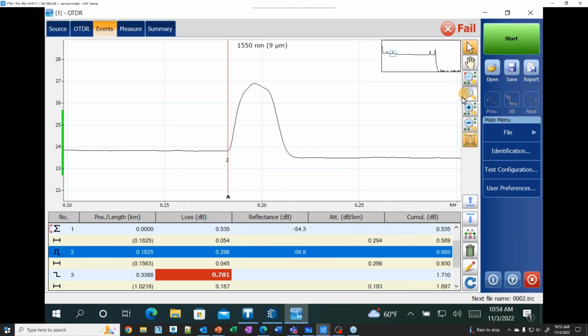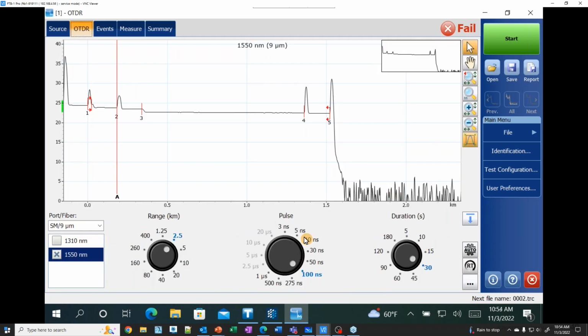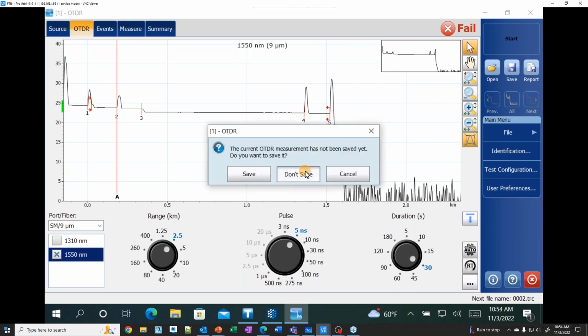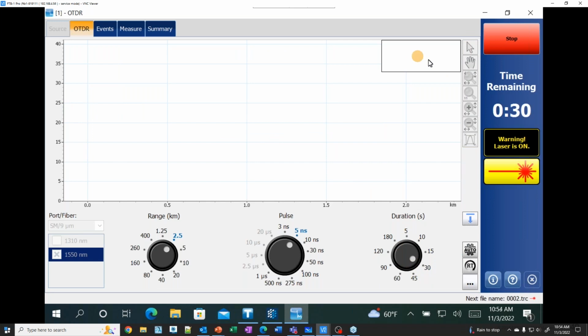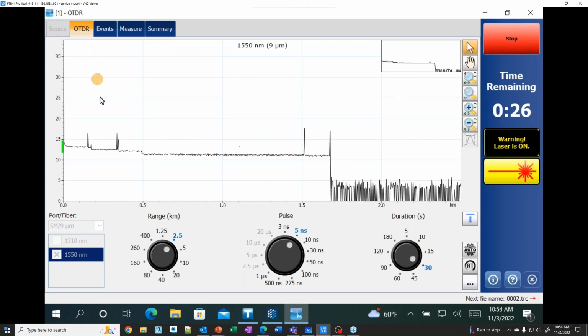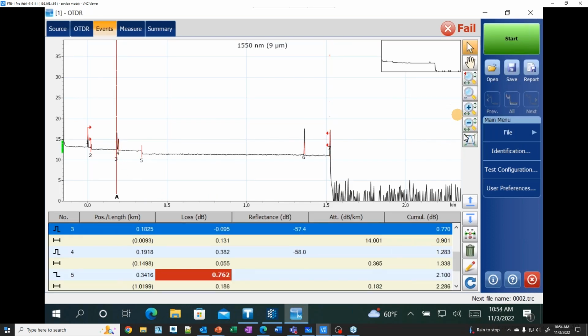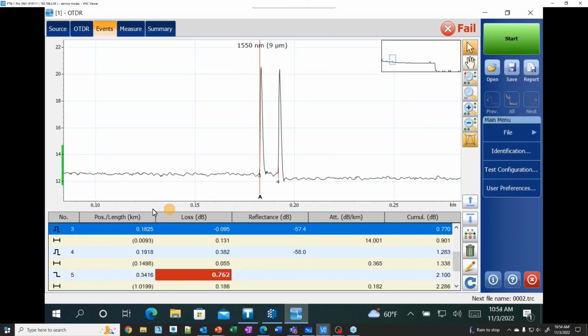If I were to shoot this with better settings, better resolution, say 5 nanoseconds instead of 100, I didn't adjust the duration because I'm just going to stop it when it's good enough for my purposes. So you see, it's much lower on the scale. It's starting to clean up, and I'm just going to stop it now. This is what I needed. Here's that same event that we had before. Now we have 2 events instead of 1.